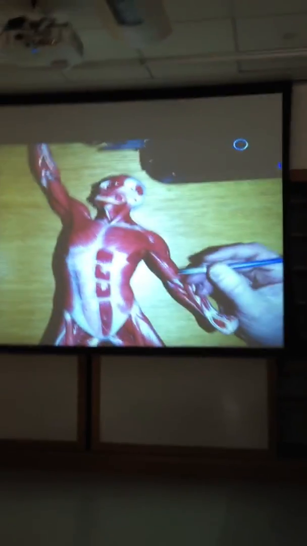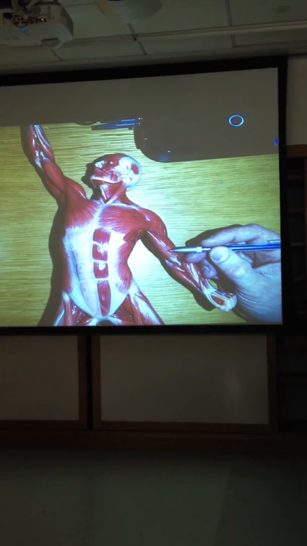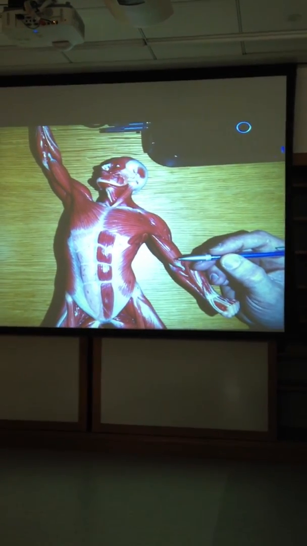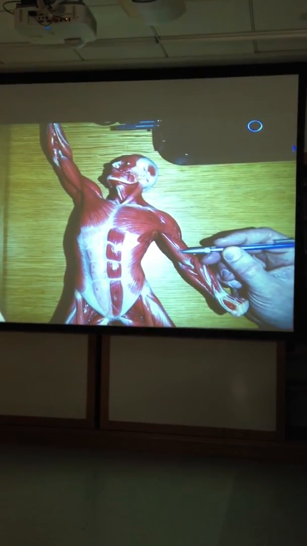Okay, it's kind of like the cranial nerves. When I ask you about the function of the cranial nerves, if there were multiple functions, usually I accepted just one of them.